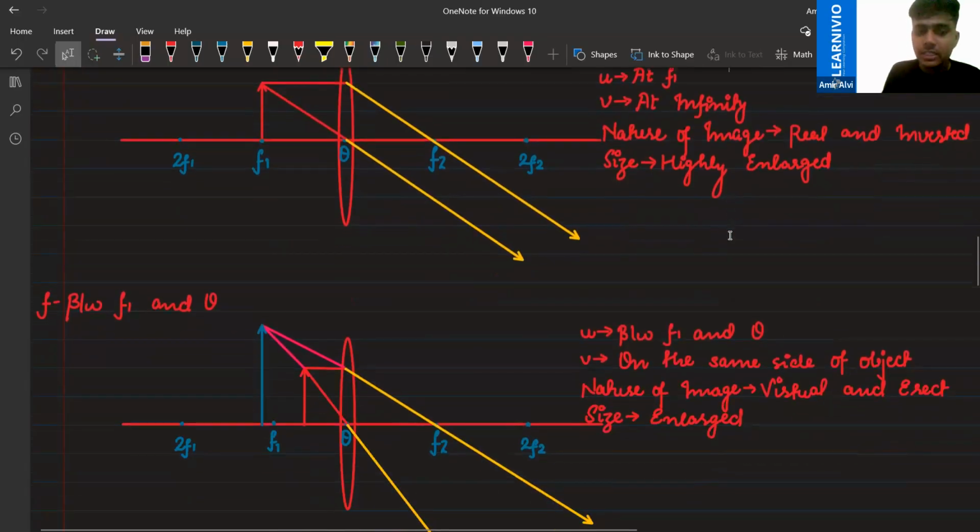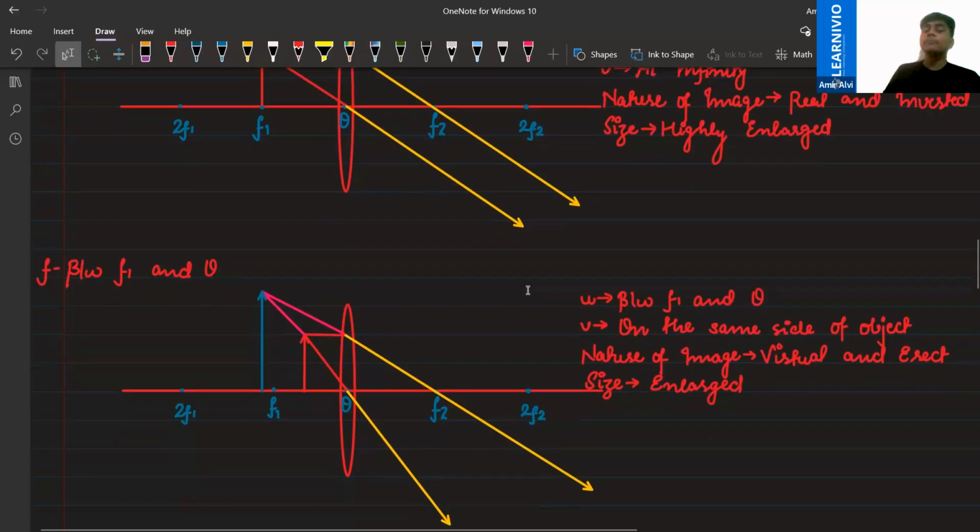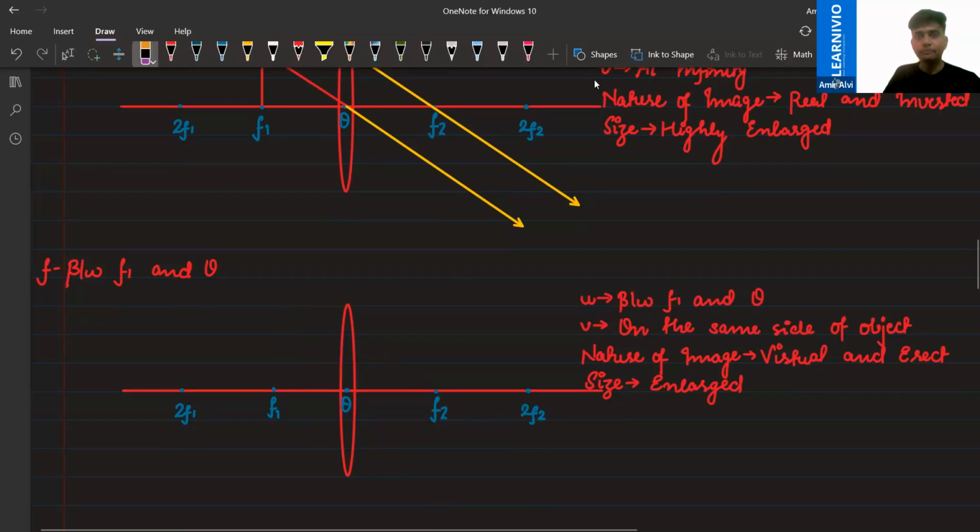Okay, and this is the last case, one of the most important cases of spherical lenses, the convex lens. Okay, let's draw it. Now the last case: the object will be between F1 and O.